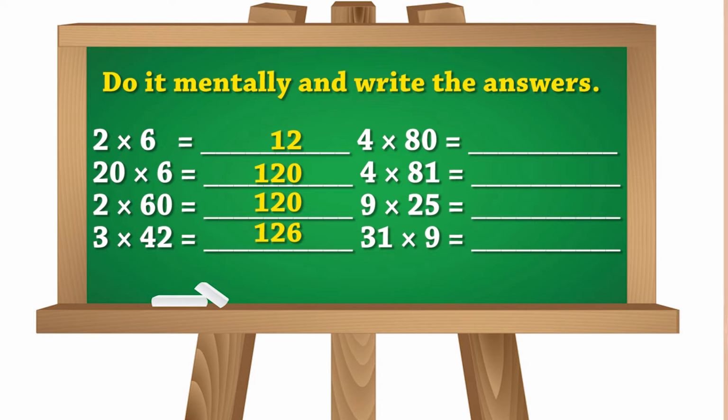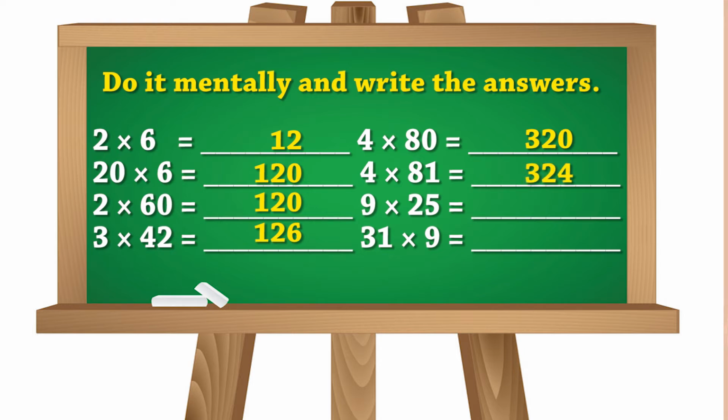Similarly, the next one is 4 into 80. Because 80 is already a multiple of 10, 80 into 4 gives me 320. Similarly, the next problem is 4 into 81. The nearest ten is 80, which we worked out earlier, so it is 320. Now I have to add one more 4 to that, so my answer becomes 324.